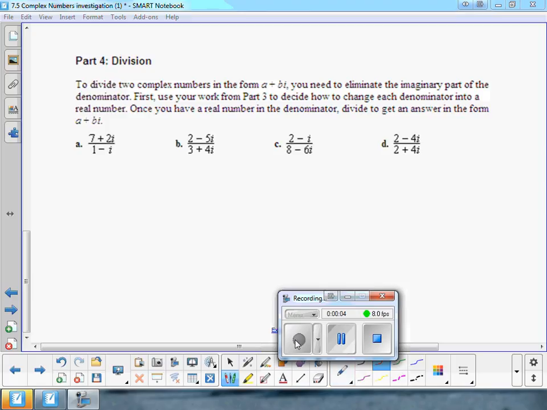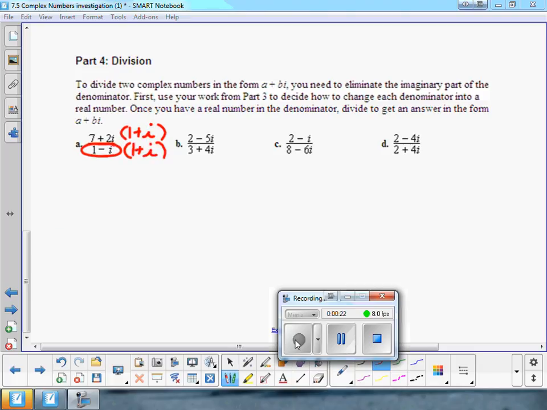Okay, we're on page 23 in the white packet where we're doing division of complex numbers. Here's the procedure. You look at the denominator and you see that it has 1 minus i. You multiply top and bottom by its conjugate, 1 plus i.